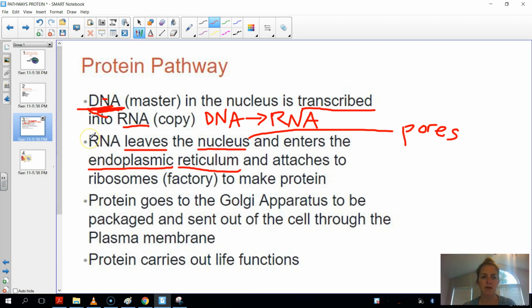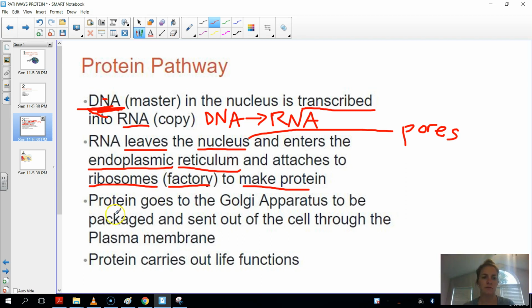So then, when it goes to the ER, it actually attaches to the ribosomes there. Because the ribosomes are the things, or the factory workers, that will make the protein. So the RNA actually has a message to put things together, called amino acids, to make proteins, okay? So it'll bring all those things together. It's kind of like bringing all the ingredients together to make something. So it makes that protein, okay?